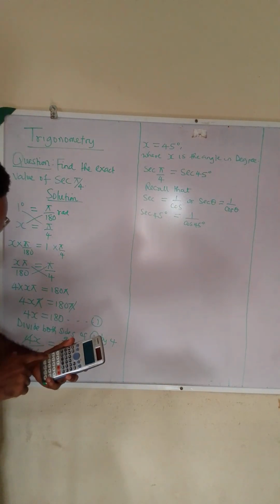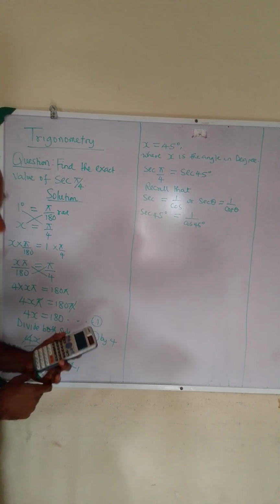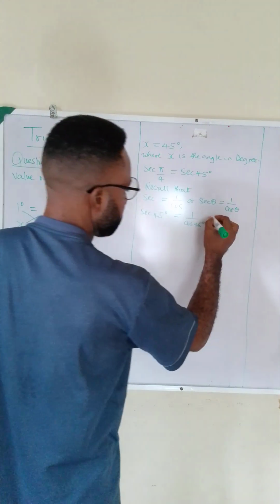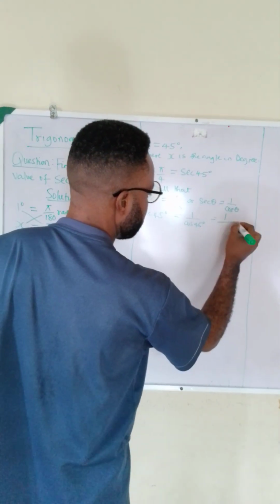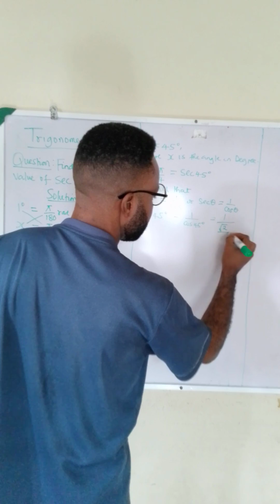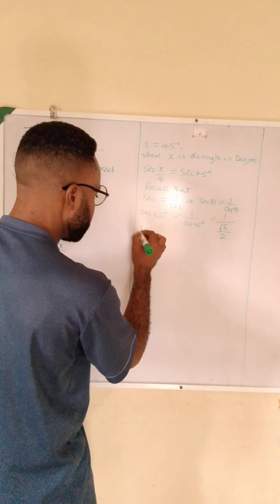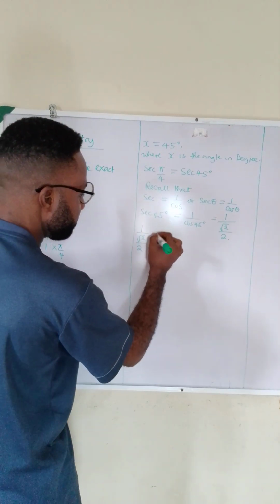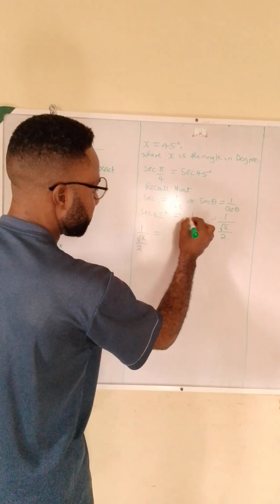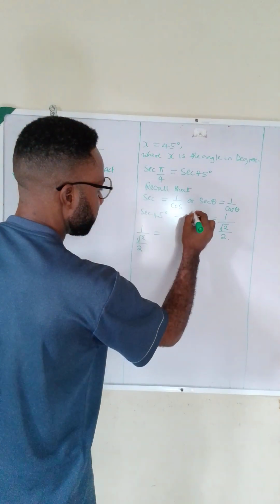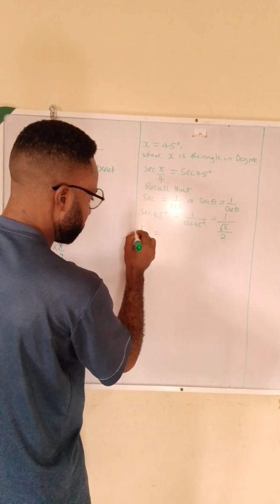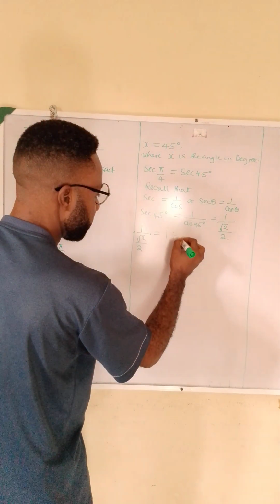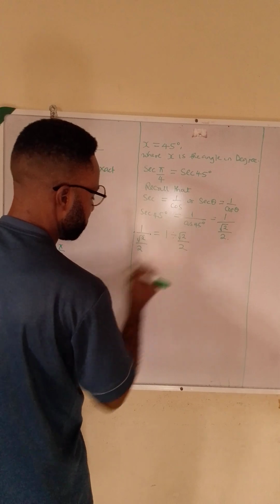So we say cos 45 equals, so cos 45 is root 2 over 2. So this will be equal to 1 over root 2 divided by 2. So 1 over root 2 divided by 2 can be expressed as 1 divided by root 2 over 2.